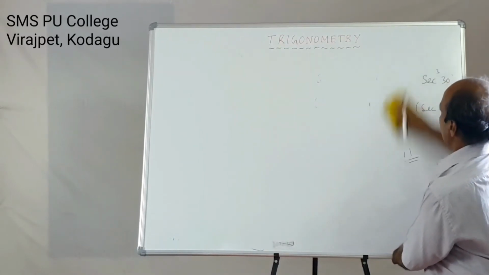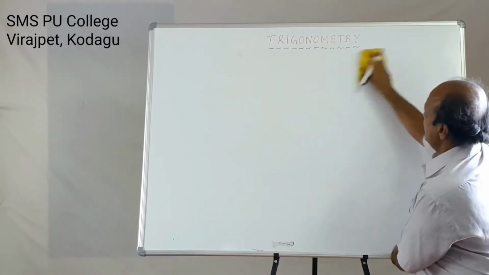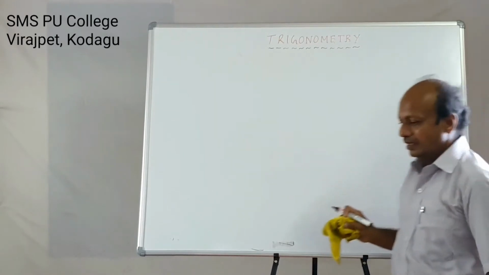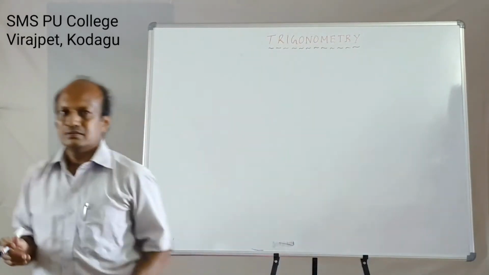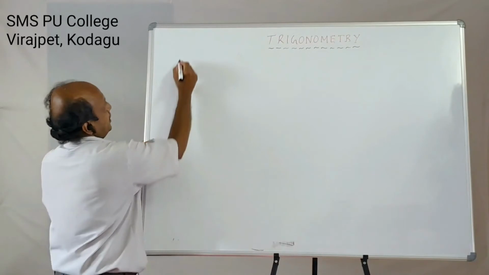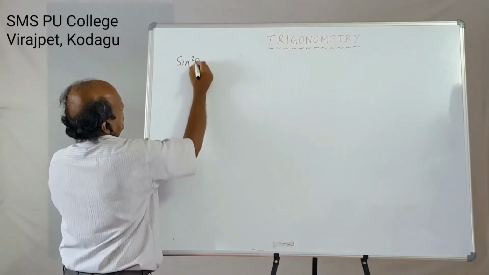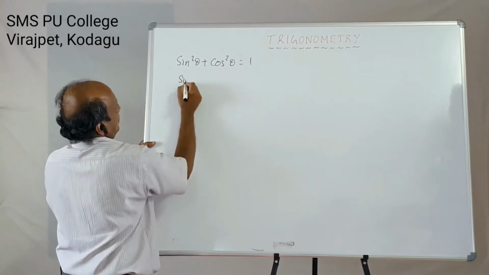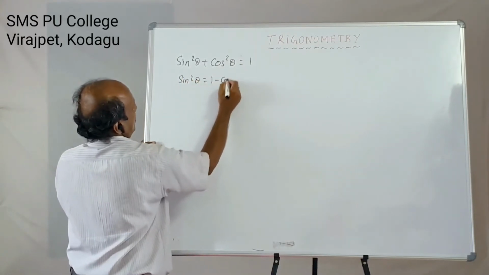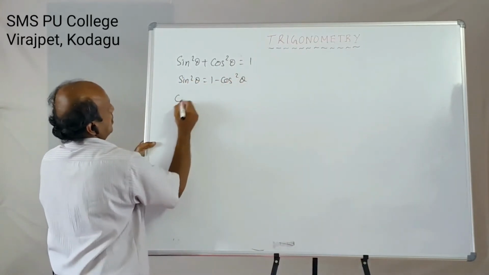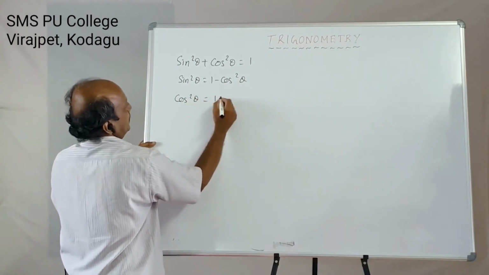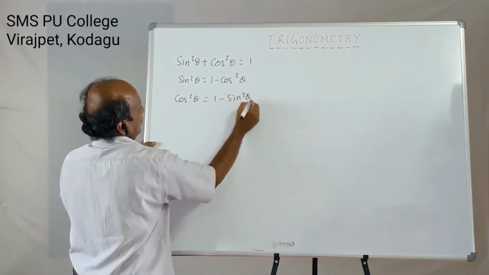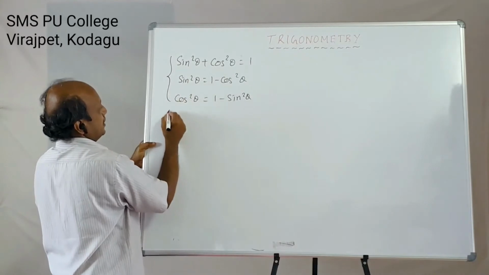That's the final part, right? Based upon identities, let us solve some problems. There are 3 identities which I told you. What is the first one? Sin square theta plus cos square theta is 1. From here, sin square theta is 1 minus cos square theta, or cos square theta is in terms of sin square theta. These 3 are related.